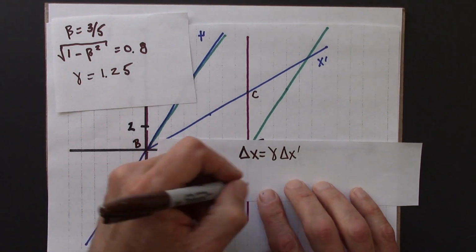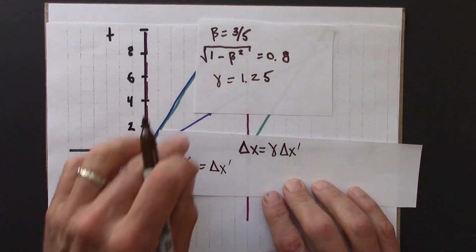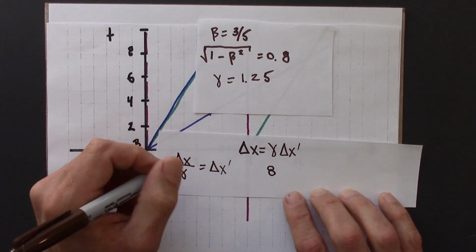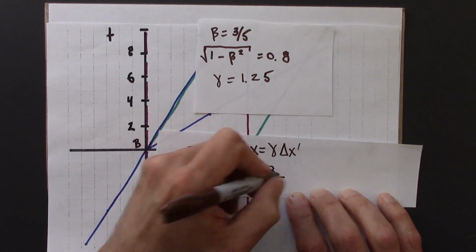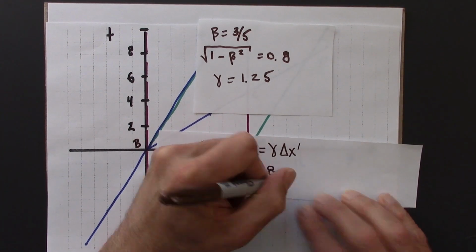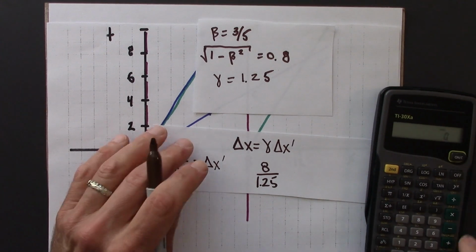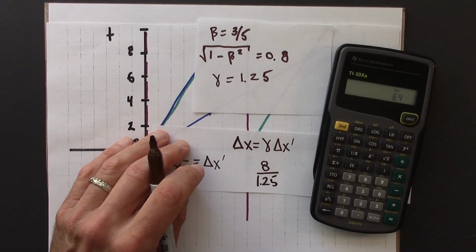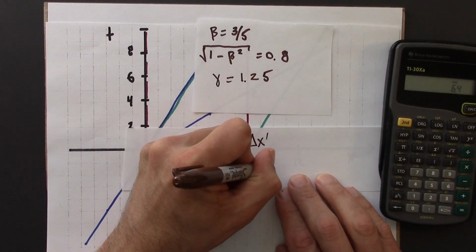And let's see, I'm going to use these numbers. So delta x is 8. That's the rest width of the barn. Gamma is 1.25. And let's see, 8 divided by 1.25 is 6.4.